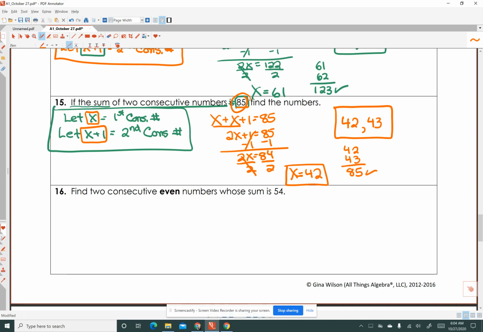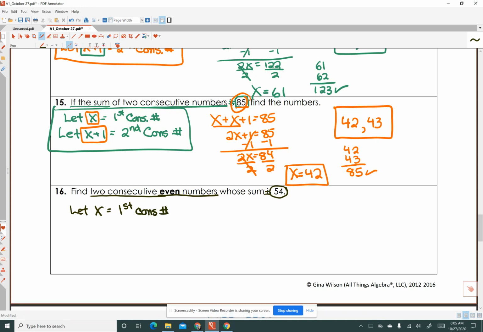Okay, number 16 is a little bit different. Number 16 is going to ask us to find consecutive even numbers, okay? So the even numbers are 2, 4, 6, 8, 10. So we've got two consecutive even numbers, and they will add up to 54. So they're going to equal 54. Start with an X box, as always. So let X equal the first consecutive number.